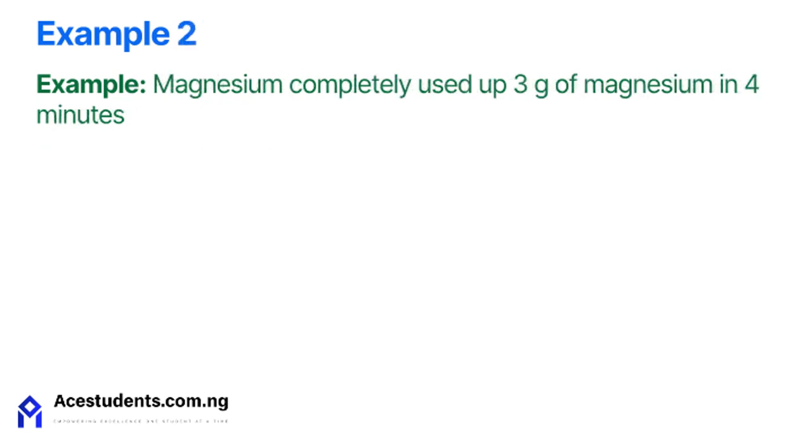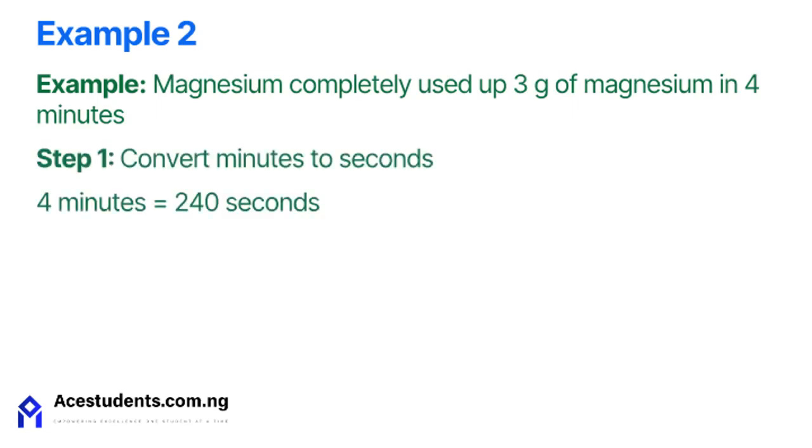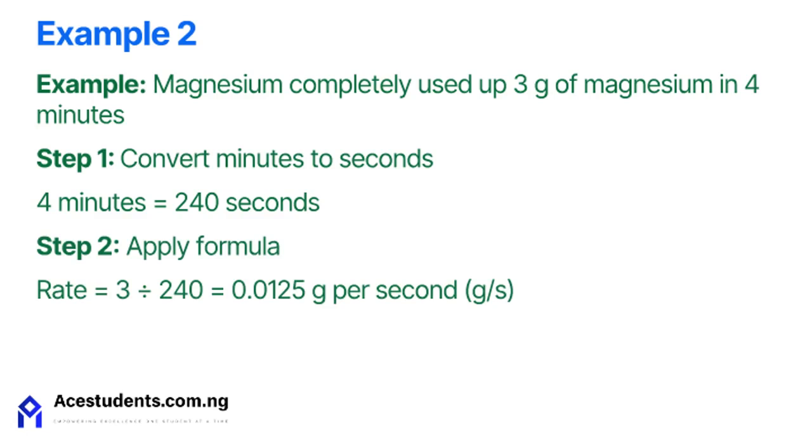Now let us consider another example. 3 grams of magnesium was used, and it took 4 minutes for it to be completely used up. Again, the first step is to convert the time. 4 minutes equals 240 seconds. Next, we divide the mass of magnesium used by the time. That is 3 divided by 240. This gives us 0.0125 grams per second.